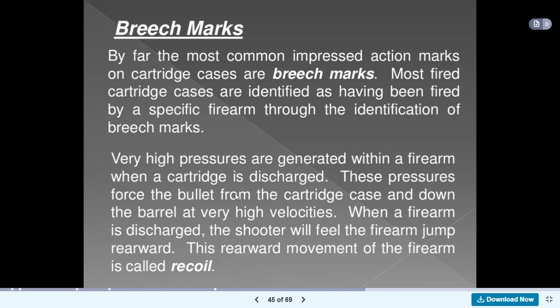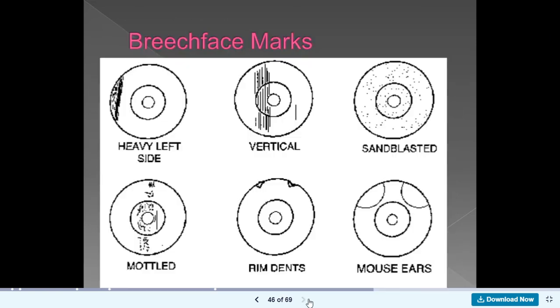Very high pressures are generated within a firearm when a cartridge is discharged. This pressure forces the bullet from the cartridge case and down the barrel at very high velocity. When a firearm is discharged, the shooter will feel the firearm jump rearward. This rearward movement of the firearm is called recoil, so pushing backward. Okay. So, breech face marks, ano siya mga example? Heavy left side, vertical, sandblasted, mouse ear, rim dents, molted. Ano siya mga example sa breech marks.